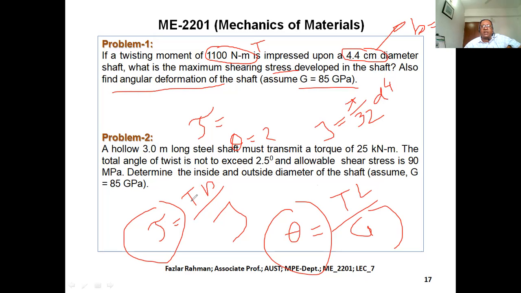You see, torque is given, 1100 Newton meter. R is 2.2, right? 4.4 divided by 2, 2.2 centimeter. Then you divide by 100, you get meter. Then you figure out the J, put over here. So shear stress is going to be Newton per meter square or Pascal.